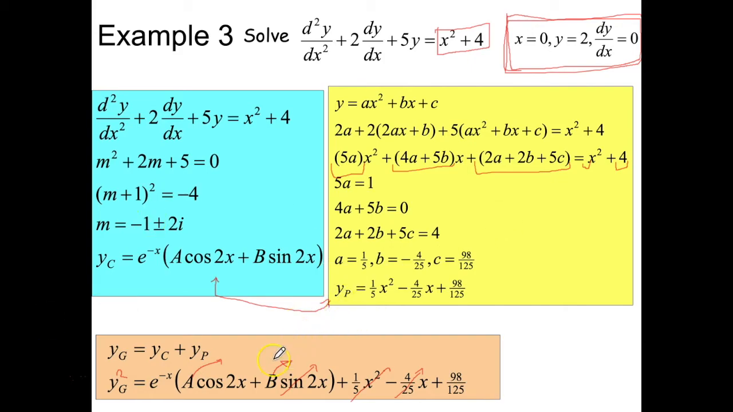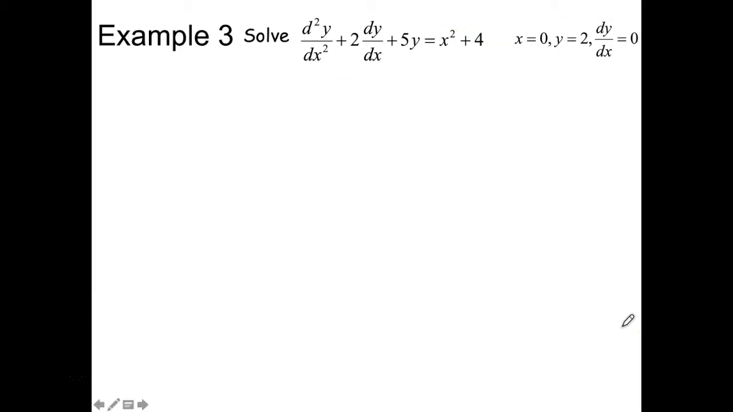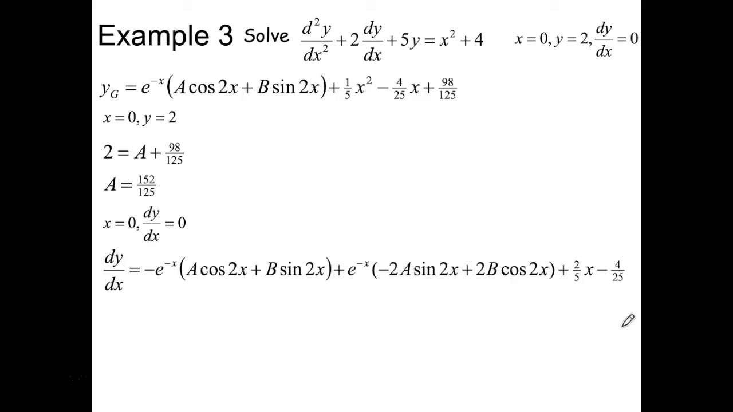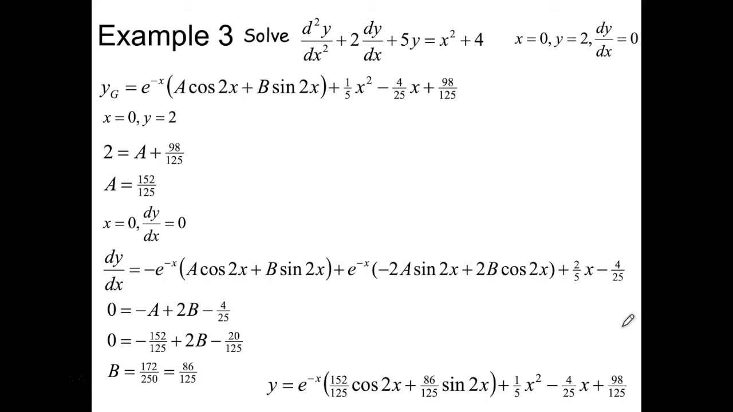And secondly, we will differentiate this dy/dx, and then we take when x is 0, dy/dx is also 0. We will use that to look for b, and then we will state the final solution. So here is the procedure. We look for A and B, and then we state the final solution.